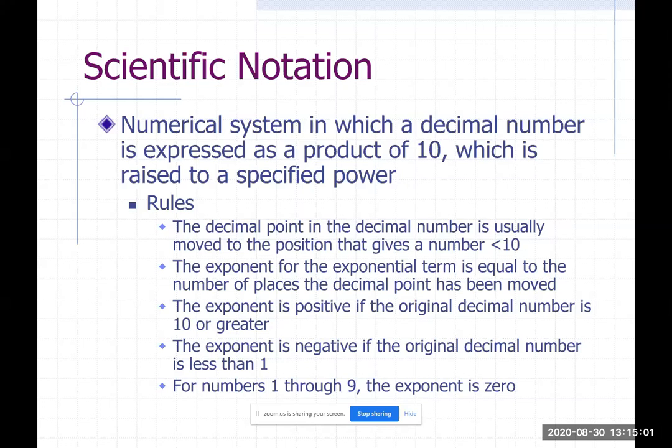If the exponent is positive, that means the original decimal number, the coefficient, was 10 or greater. If the exponent is negative, that means the original coefficient was less than 1. For numbers between 1 and 9, the exponent on the 10 is going to be a 0.